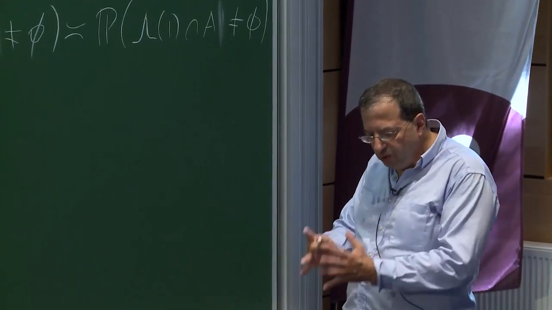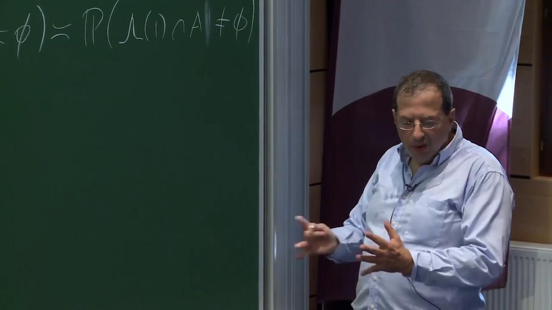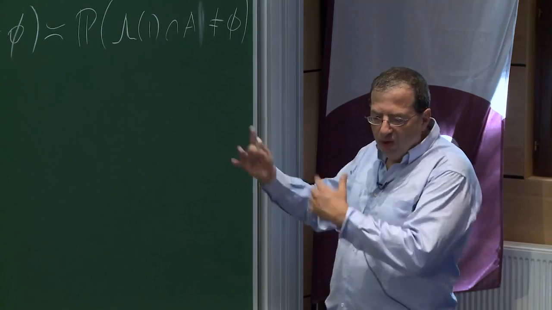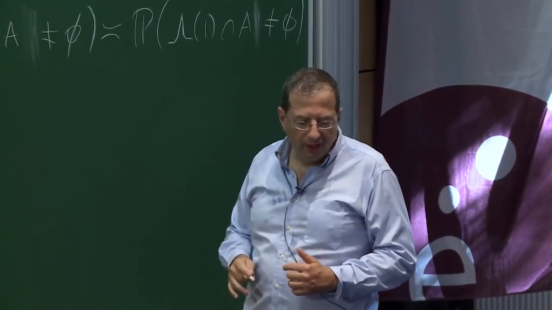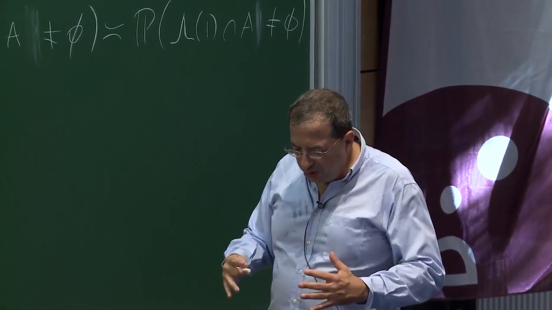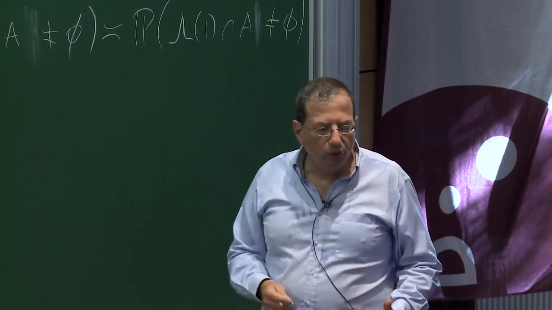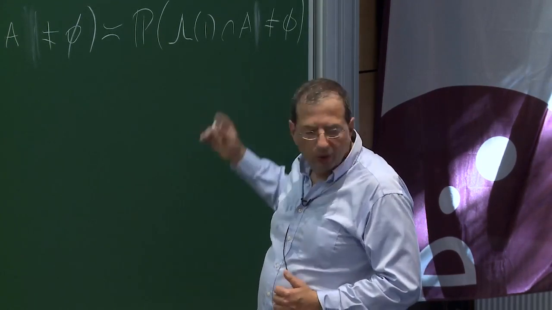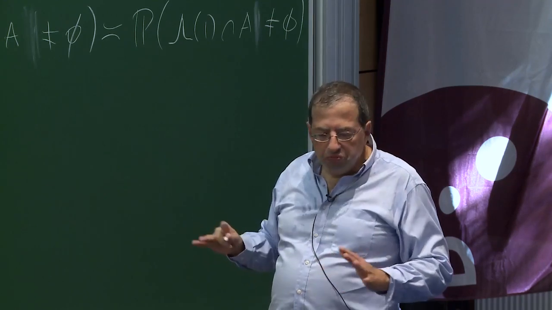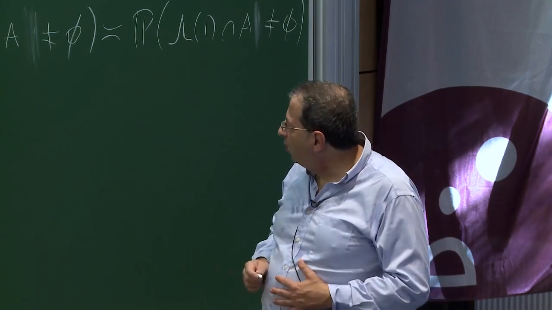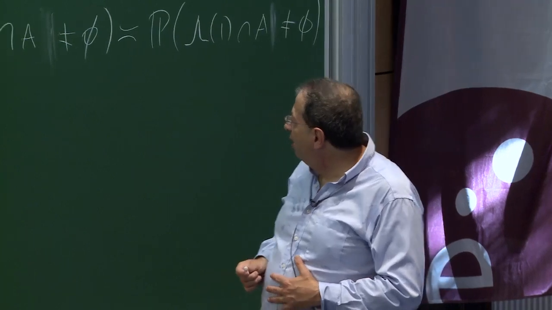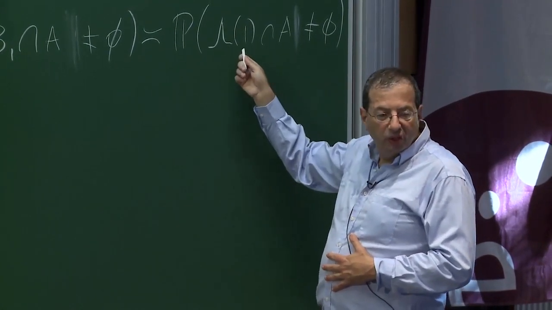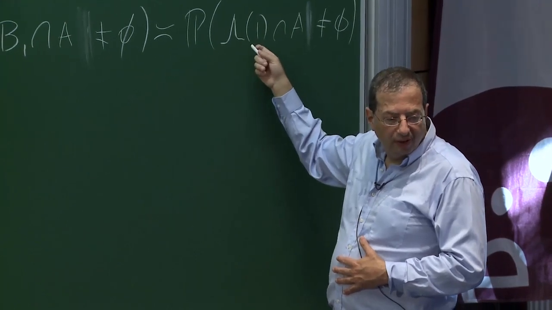Given a deterministic target set, or any target set which is independent of these sets, to ask whether it intersects B1 is equivalent, up to constant, to asking whether it intersects lambda 1. So why is this useful? Because it's very easy to understand what happens when we intersect two independent copies of this set.